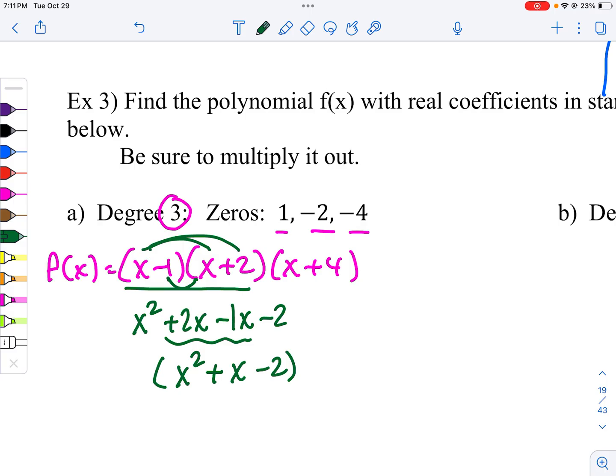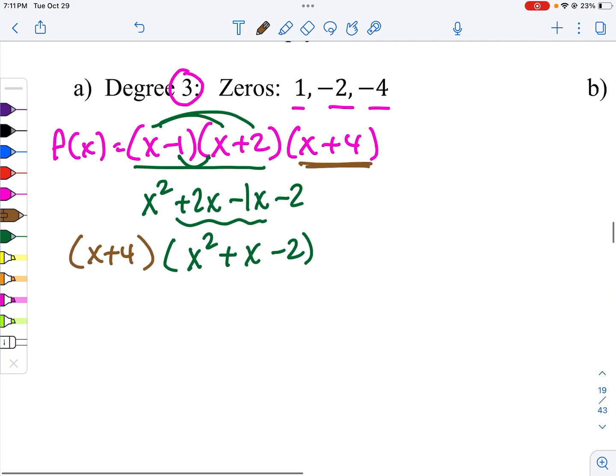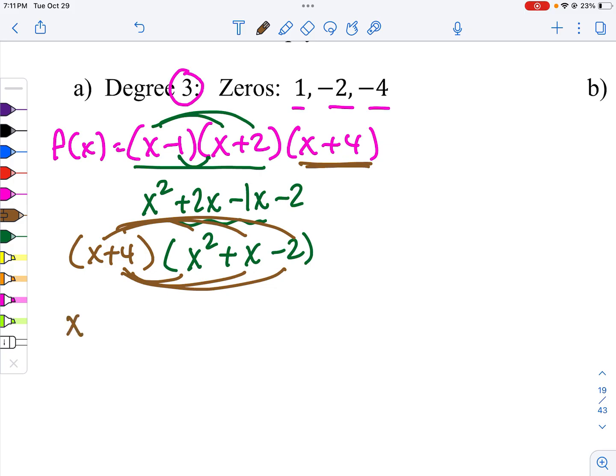Now, I've got to continue to multiply that by the x plus 4. I'm going to go ahead and put the x plus 4 out in front. Remember, the order that we multiply doesn't matter. And now we're just going to distribute again. I've got to distribute that x to all 3 parts, and then I've got to distribute the 4 to all 3 parts. So x times x squared is x cubed. x times x is x squared. Be careful, don't make it 2x. x times negative 2 is negative 2x. Now distribute the 4, so I get plus 4x squared plus 4x, and then minus 8.